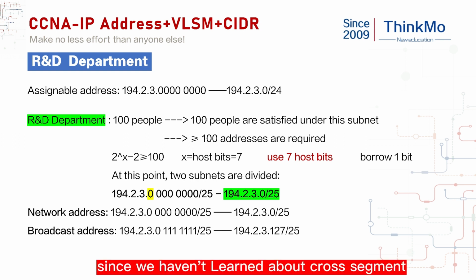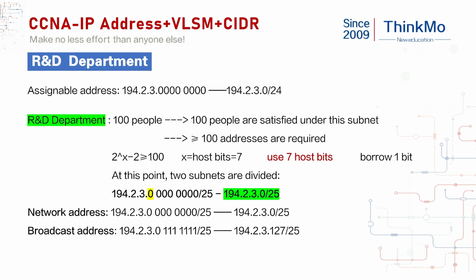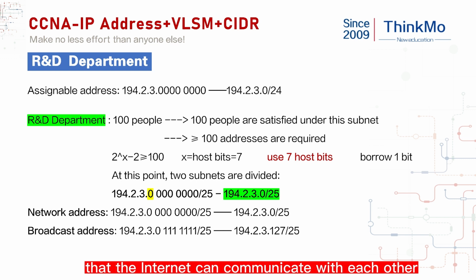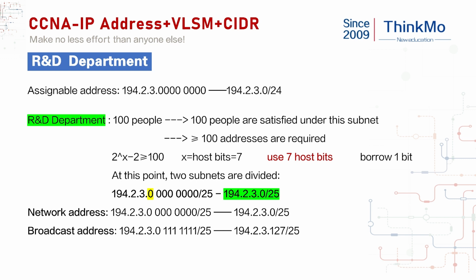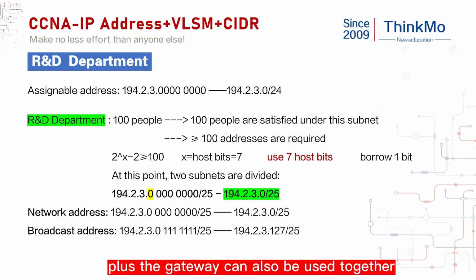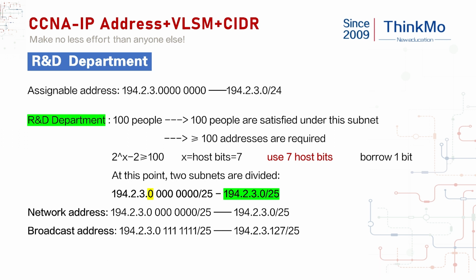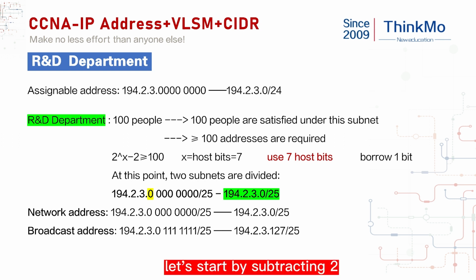Since we haven't learned about cross-segment, there is no problem with subtracting 2. After subtracting 2, the address is available, but only to ensure that the hosts can communicate with each other. In the future, once we are going to access the extranet, or access across network segments, there must be a gateway address. As for the gateway, we haven't talked about it yet. So even if you subtract 3 here, plus the gateway, it can also be used. I'm just giving you an introduction. Okay. Let's start by subtracting 2.